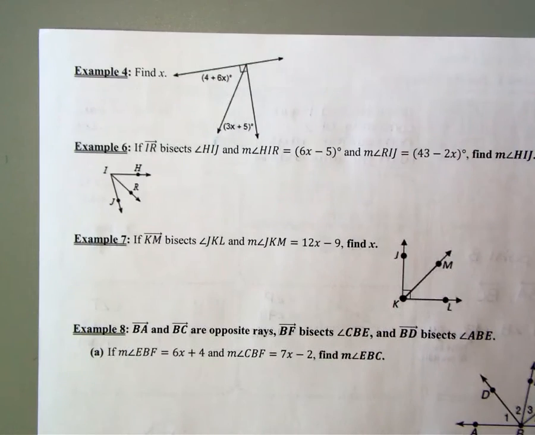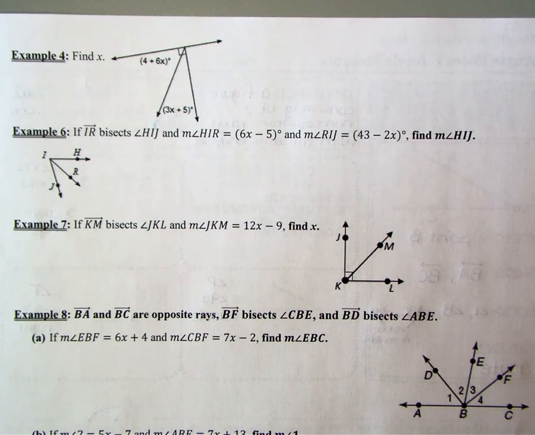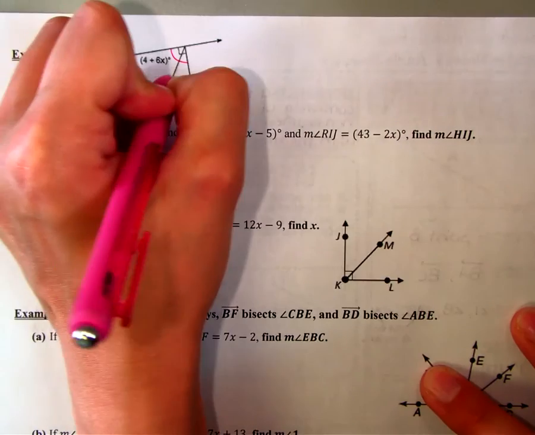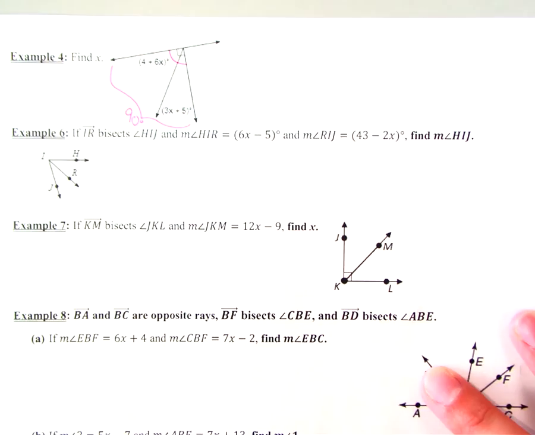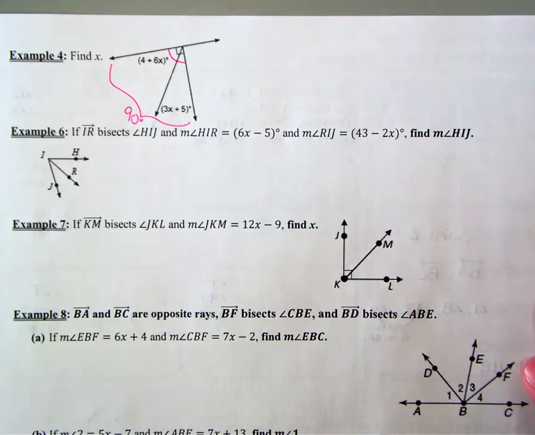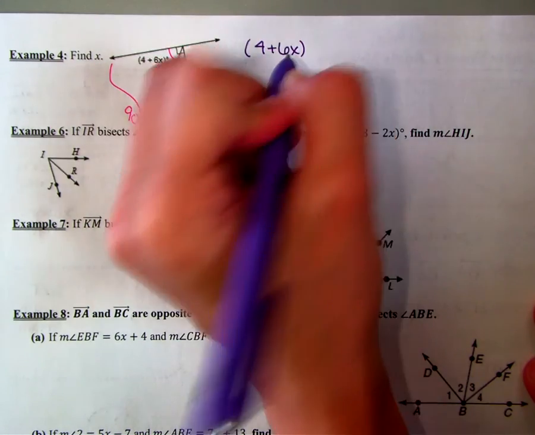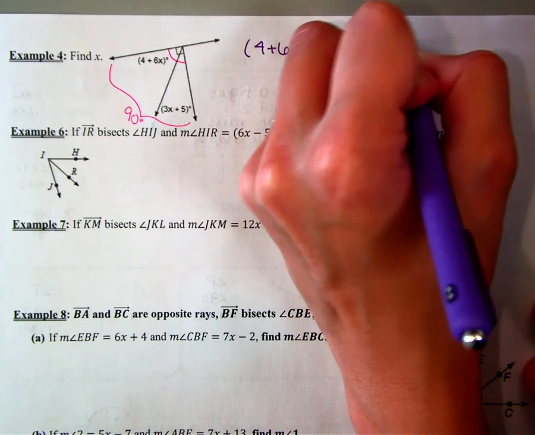Couple more examples. So find x. So in this one, we've got that box, which means that we have a right angle. So we know that these two things together make 90 degrees. And we'll use our angle addition postulate to say little plus little equals big. So 4 plus 6x plus 3x plus 5 equals 90.